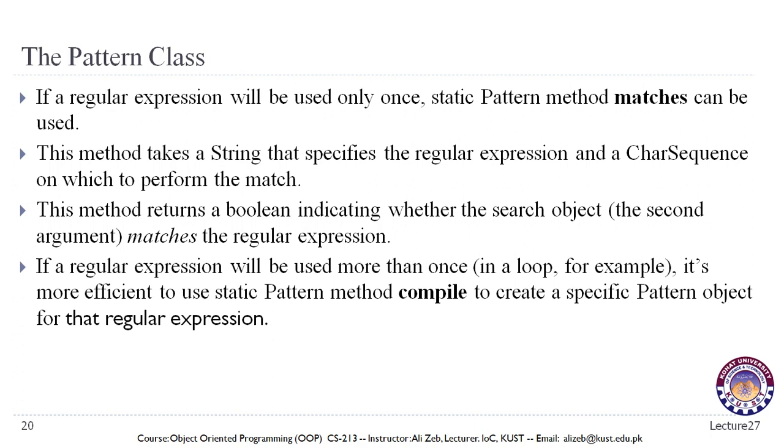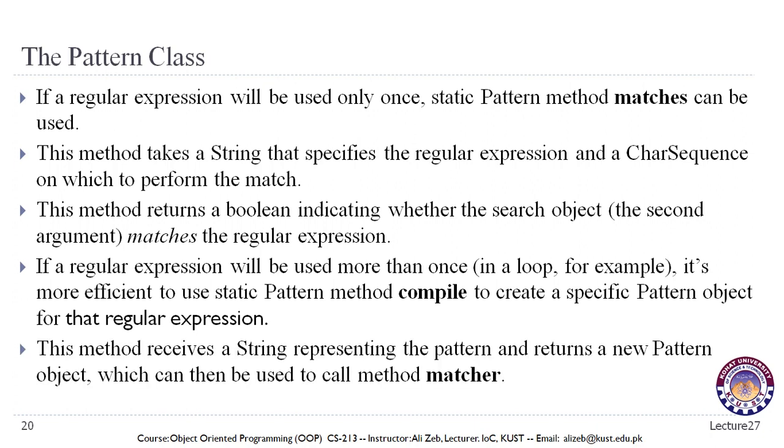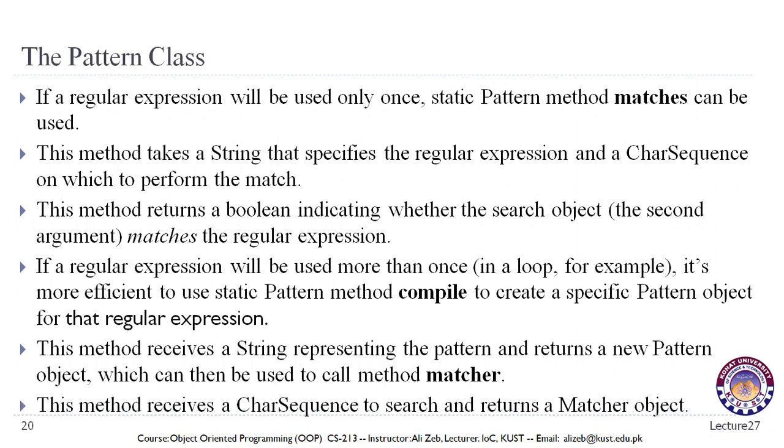But if a regular expression will be used more than once, for example in a loop, it is more efficient to use the static Pattern method compile to create a specific Pattern object for that regular expression. This method receives a string representing the pattern and returns a new Pattern object, which can then be used to call method matcher. This method receives a character sequence to search and returns a Matcher object. We will look at the Matcher class in a while.